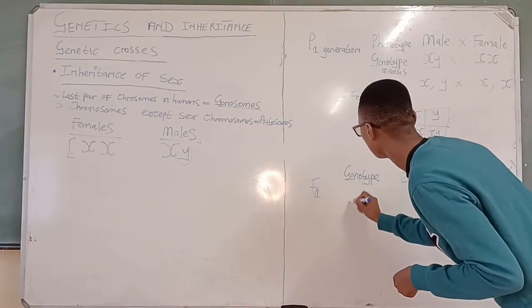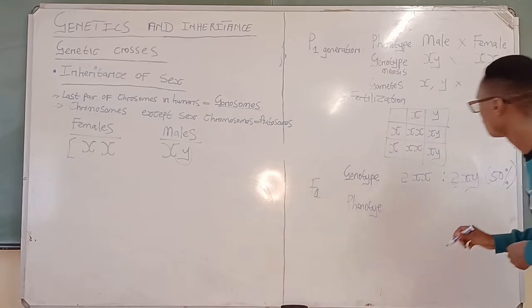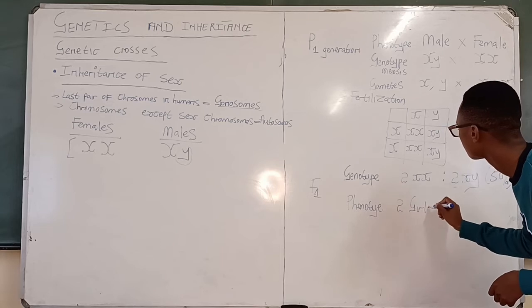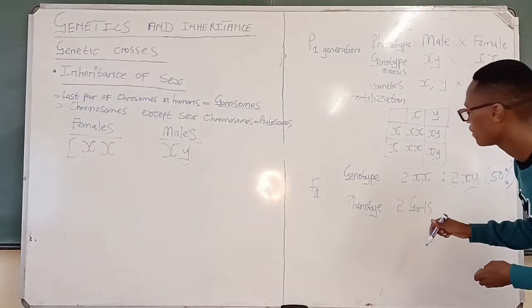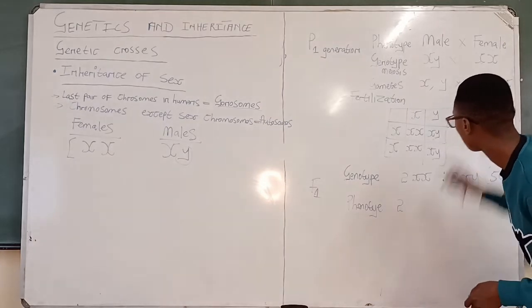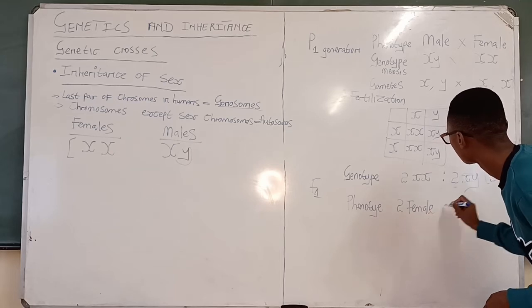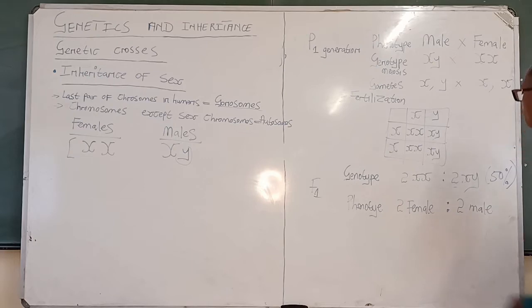After that, we come to the phenotype. So it means that you can say it's 2 female, let's call it female, to comply with our template there. 2 female is to 2 male, the same as 1:1 ratio. So it means that it is the 50% chance.